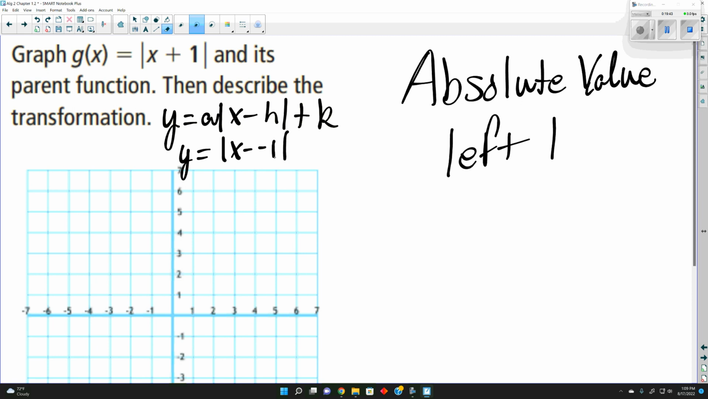Does a negative and a negative make a positive? So really, when we see x plus 1 inside those absolute value bars, really what we're looking at is x minus -1. That's really what it's supposed to be. Or we can just remember whenever it's plus, we're moving to the left. Whenever it's minus, we're moving to the right. Whenever we're inside parentheses or absolute value bars, it's the opposite of what we think.